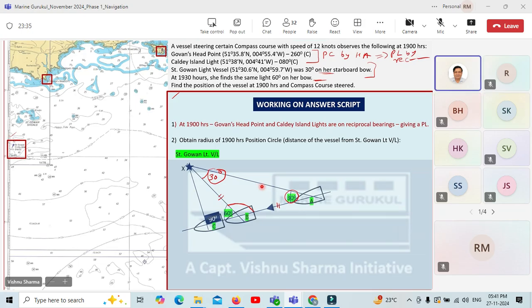What is the distance A to B? A to B is the engine distance in 30 minutes. What is the speed of the ship? 12 knots. So distance AB will be 6 miles.